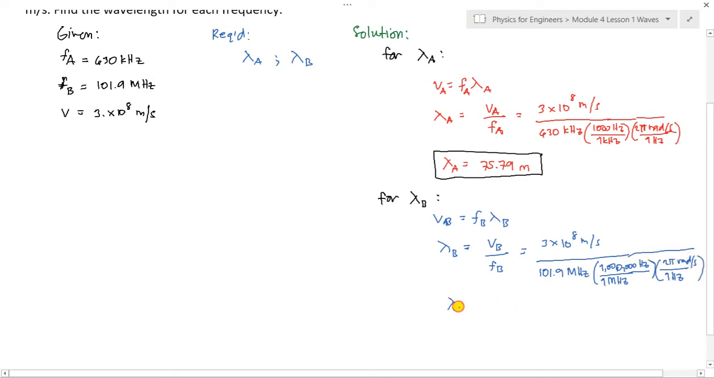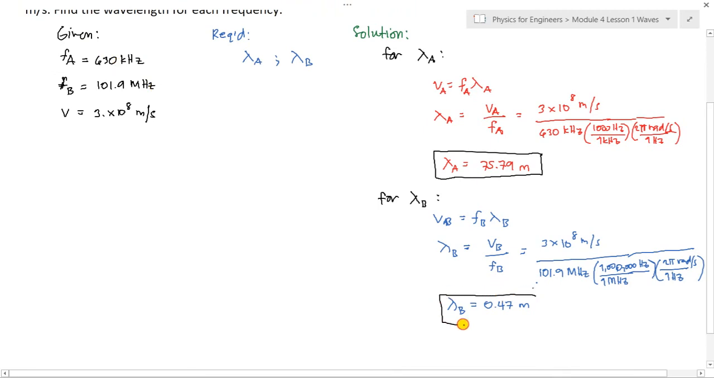Okay, so solving, we have lambda B is equal to 101.9 times 1 million, then we have 2 pi. The answer is 0.47 meters, approximately.